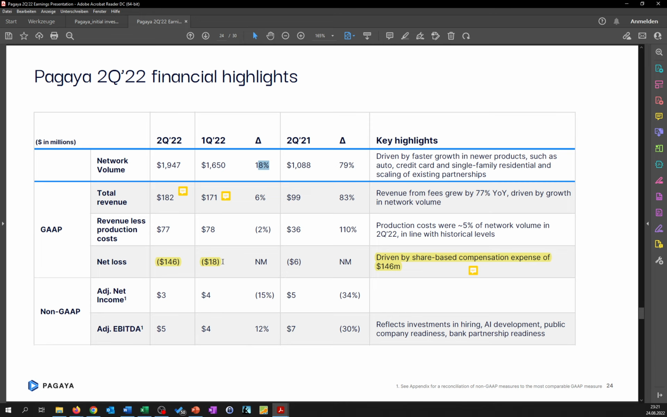And as you can see over here, the net loss has been increased dramatically, and this is due to 146 million of share-based compensation for the second quarter of 2022. As you can see over here, adjusted net income was around the same as the quarter before.